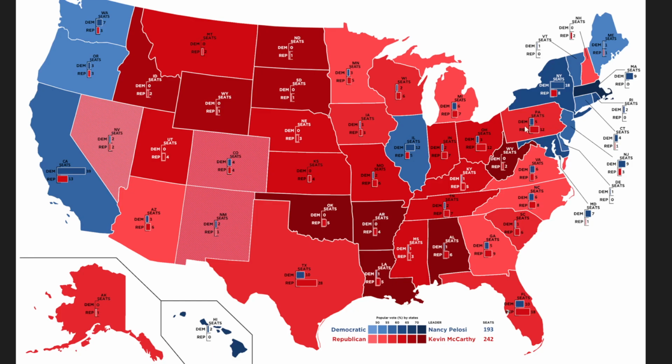The Republicans have gained a seat in Pennsylvania, but have also gained vote share, so different there. Moving into the Midwest, the Republicans have lost a seat in Michigan and lost a bit of vote share. They've lost a seat in Iowa, but gained a bit of vote share. Democrats have gained vote share and a seat in Illinois.